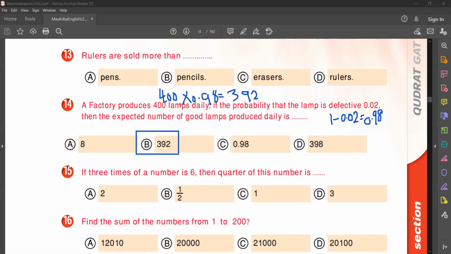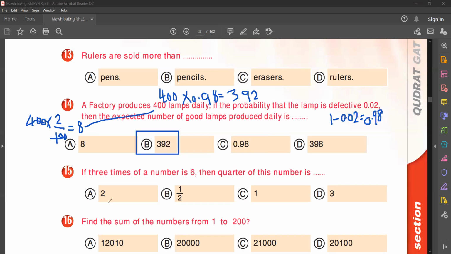Okay, you can also solve it another way. You can multiply 400 by 0.02, then you put it 2 over 100, right? You simplify, then 4 times 2 equals 8. That's the defective lamps. That's not good. They're not good lamps. So you subtract 400 minus 8, it is 392. You see, you can solve it in 2 ways.